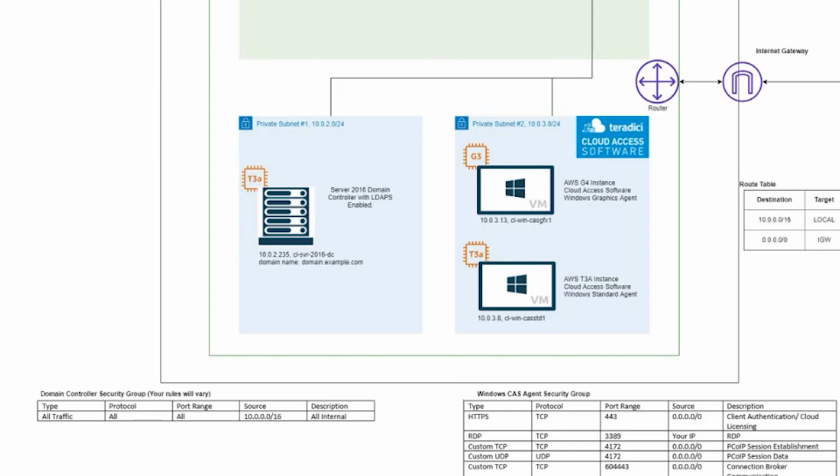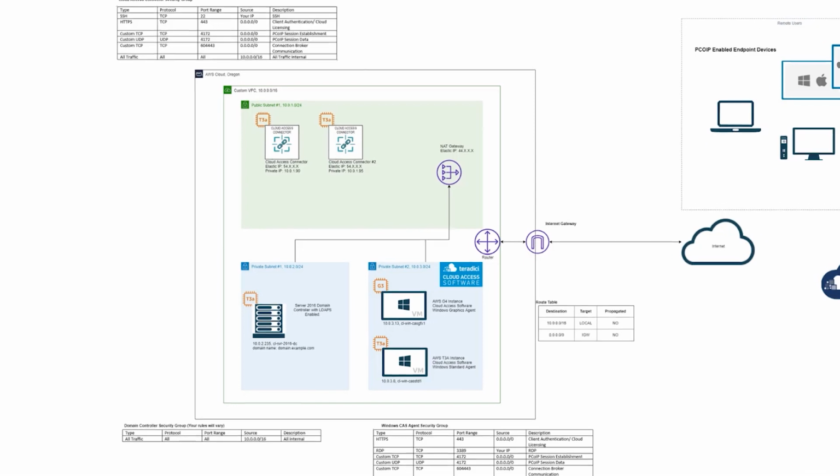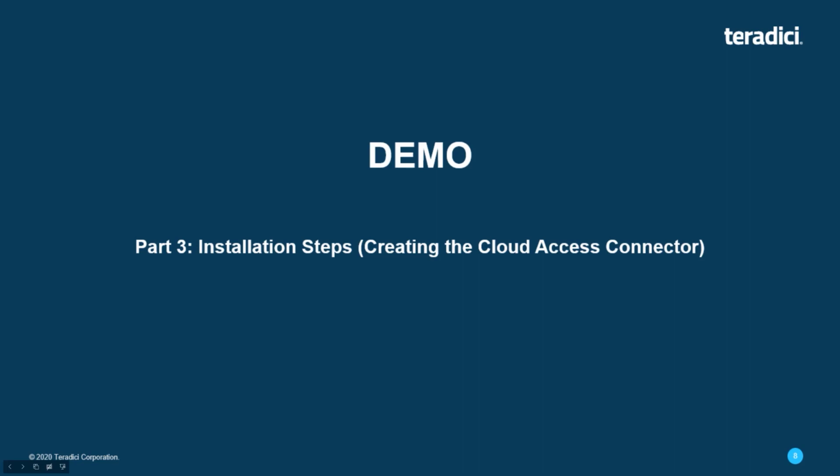Outside of our AWS cloud environment, we have the Cloud Access Manager service, which we will be accessing through a Google Chrome browser at cam.teradici.com. Last, I will connect to the Cloud Access Connector by its external IP address or FQDN through the Windows PCoIP software client. Here I am inside my AWS console.